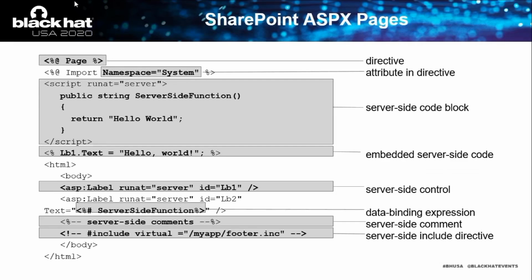Let's have a look at a sample ASPX page. For our talk, we are interested only in server-side components, like directives. These are special instructions on how the server should process the page. Often they have a number of attributes with values. We can include server-side code either in special blocks or as embedded server-side code. Server-side controls should have the runat=server attribute. A server-side comments block will be ignored on the server. And the last element, server-side include directives, allows us to include the raw content of arbitrary files.